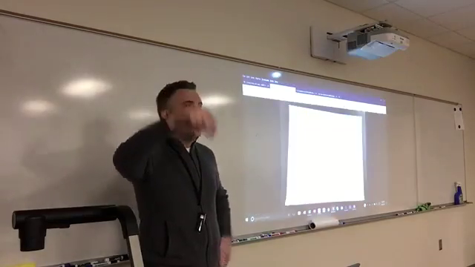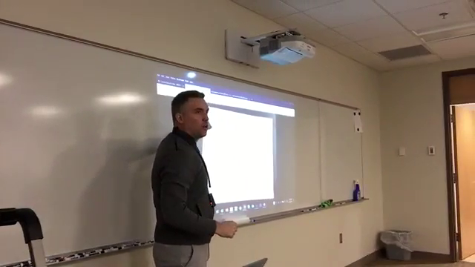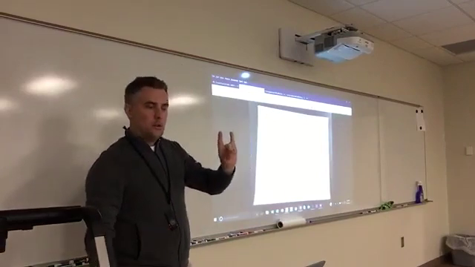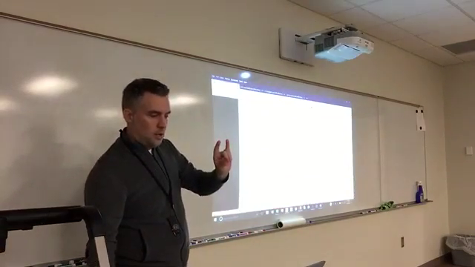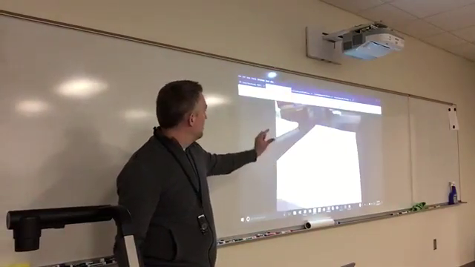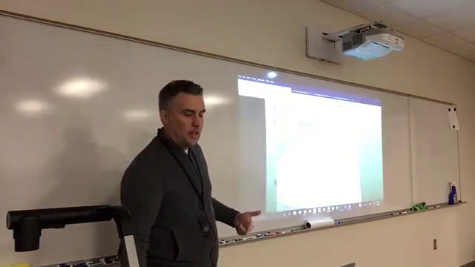Now I want you to imagine that instead of cutting out a 1 by 1 box out of the corner, what happens if I cut out a 2 by 2 out of each corner? My height is now 2. My box would look like this. See how it's taller? And then you got to figure out the length and the width.